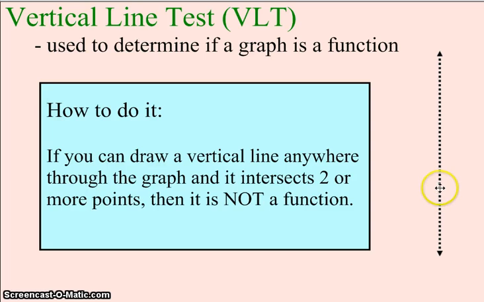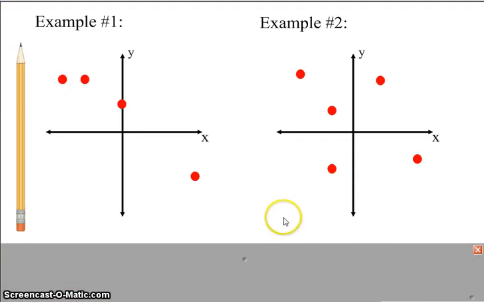Okay, we're going to do 6 examples here, and I think you're going to get the hang of it pretty quickly. Alright, take a second and copy these 2 examples down. It doesn't have to be perfect, your graph, but do it as neat as possible.